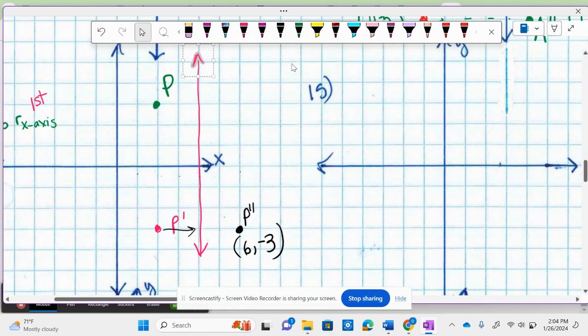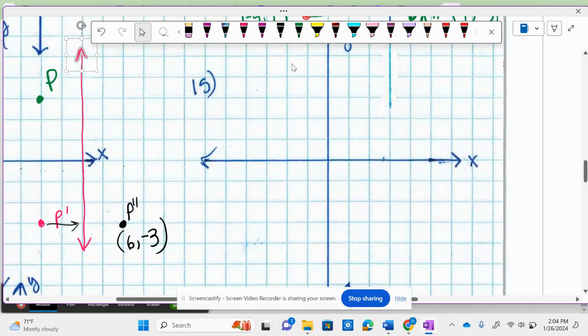Okay. Let's go to number 15. So number 15, I'm starting with the point 6, 1. So point A is the point 6, 1. The rule that I'm performing on this is little r, y-axis composed with little r, y equals x. Which one do I do first? Do the last one first.